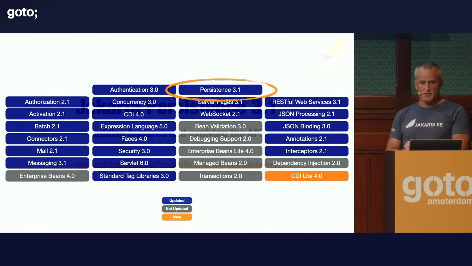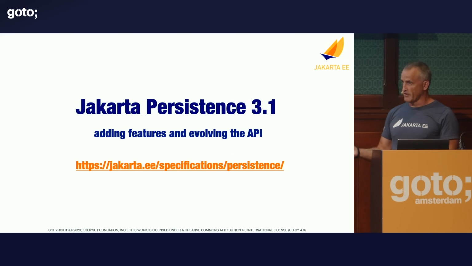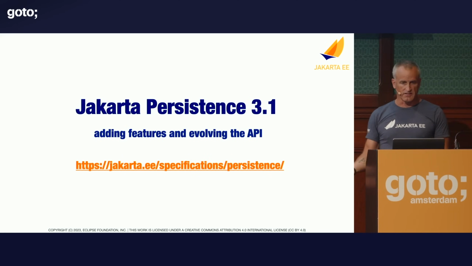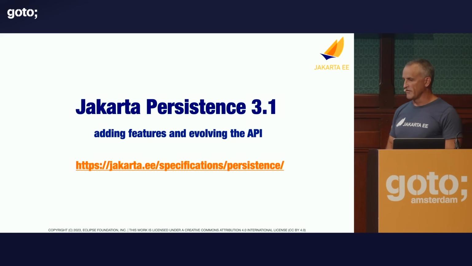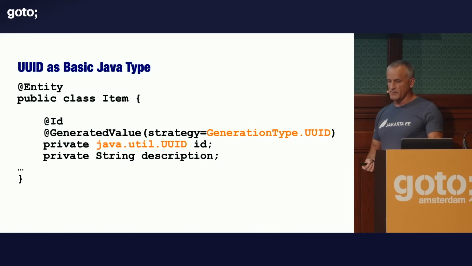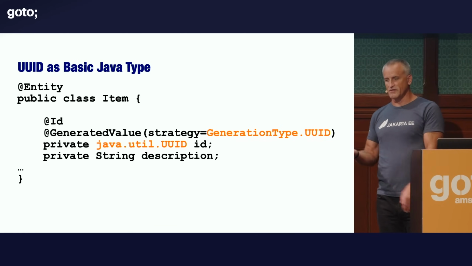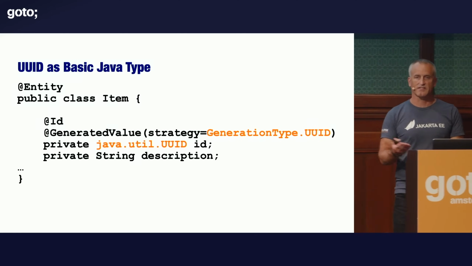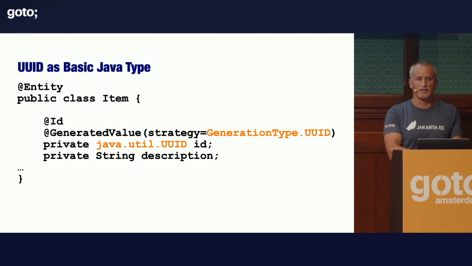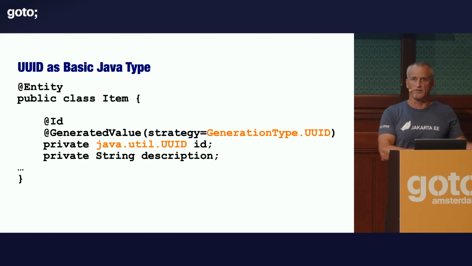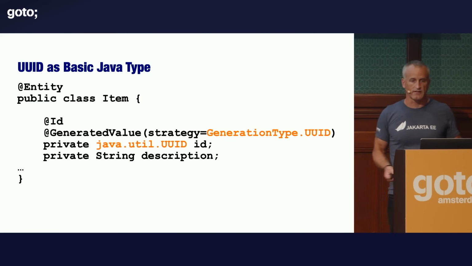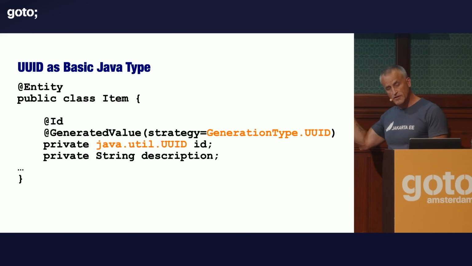So, persistence. Persistence is a minor update, so there are absolutely no breaking changes there. They're adding features and evolving the APIs here as well. And what they added was something that the community has requested for a long time, and that is to be able to use UIDs as basic Java types. So you can now directly use a UID without any conversion back and forth in your code. So this kind of simplifies that a lot. It's a small change, but it's a good change.